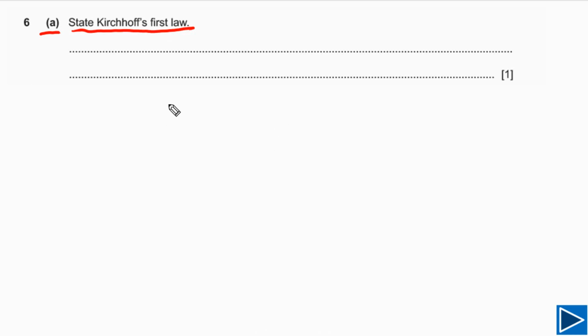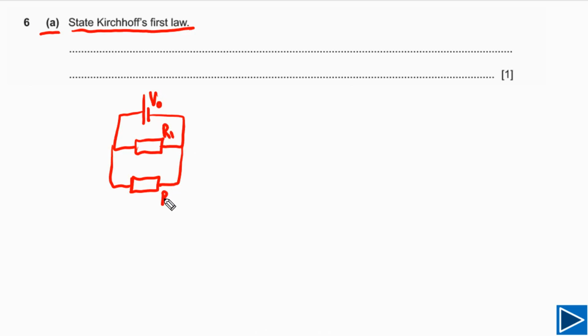Let's try to understand what exactly Kirchhoff's first law is. We can understand this with one very simple circuit. As you can see here, I have drawn this circuit. Let's say the EMF of the power supply is V0, this resistor is R1 and the second resistor is R2. Also let's assume that the current coming from the battery in this circuit is I0, the current passing through resistor 1 is I1, and the current passing through the second resistor is I2.